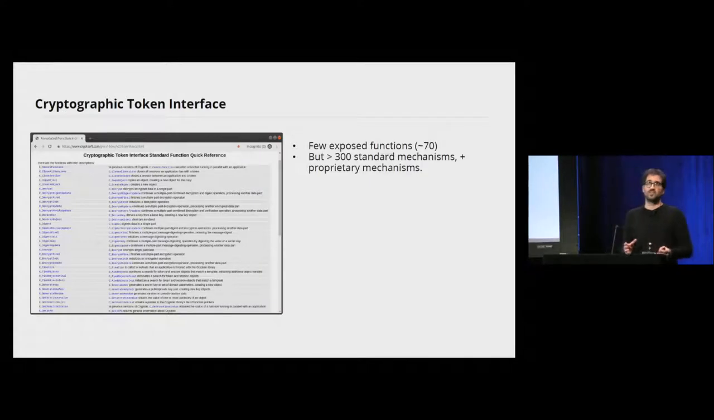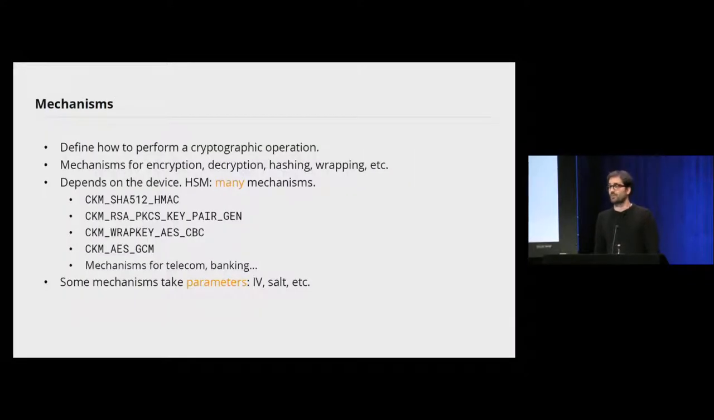So the attack surface on the device doesn't look very big. But actually, most of these functions can be parameterized using mechanisms. And there are many mechanisms defined in the standard, more than 300. And vendors also add their own mechanisms to get very rich functionalities. So actually, the attack surface is much bigger than what we expected at the beginning. What are mechanisms? Mechanisms define a way to perform a cryptographic operation. So a mechanism for encryption, decryption, wrapping keys, and so on.